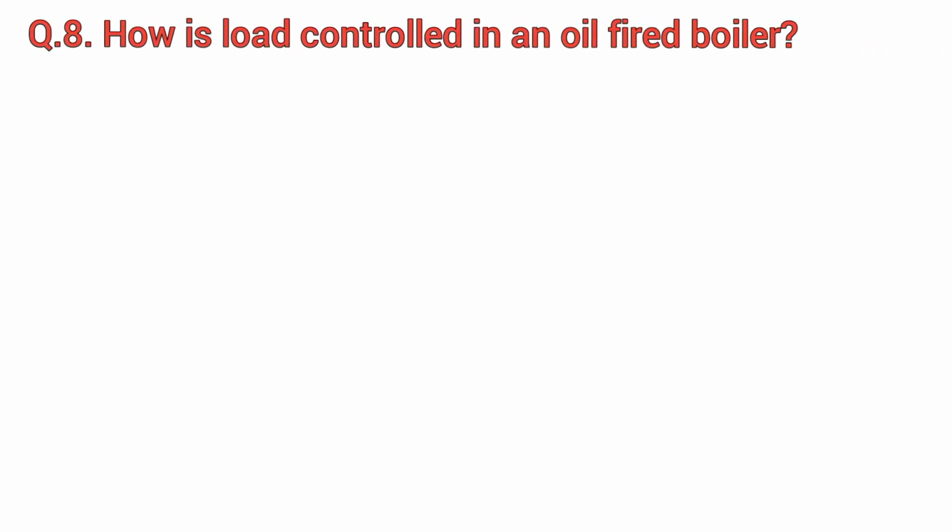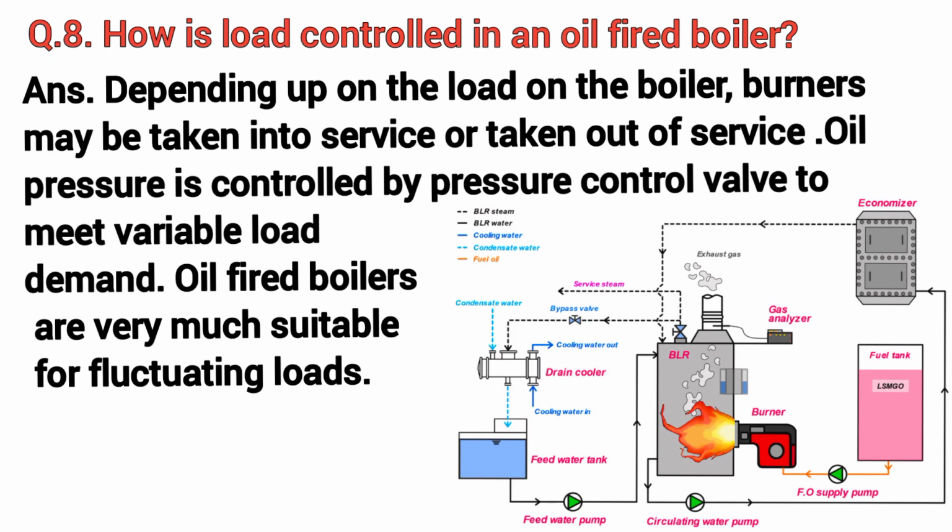How is load controlled in an oil-fired boiler? Depending upon the load on the boiler, burners may be taken into service or taken out of service. Oil pressure is controlled by pressure control valve to meet variable load demand. Oil-fired boilers are very much suitable for fluctuating loads.